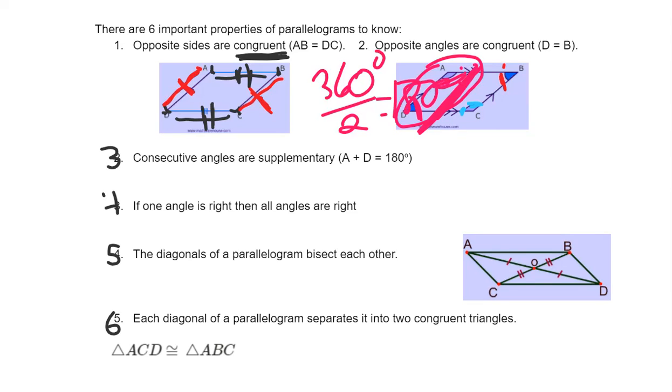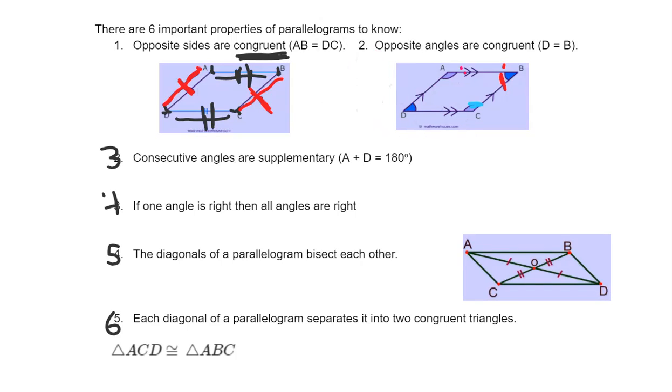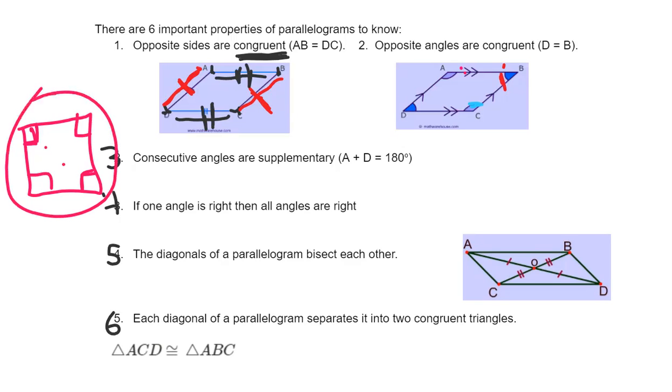Another thing is, I don't have a visual of it, but it kind of makes sense, is if one of the angles is right, then all of them have to be right, which makes sense because if I've got a parallelogram that looks like this, and I know this is a right angle, I know the opposite has to be the same, and I know that consecutives have to be supplementary, so that would end up giving me something where I'd have a rectangle or a square.